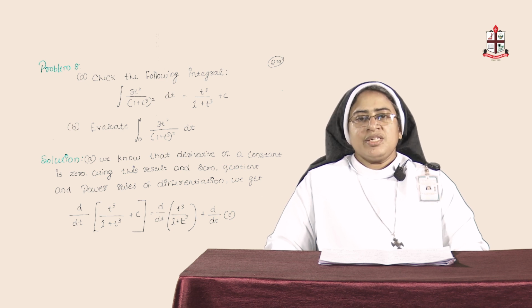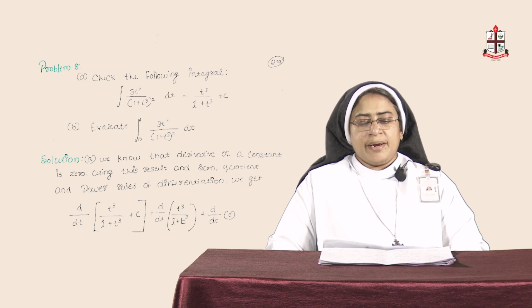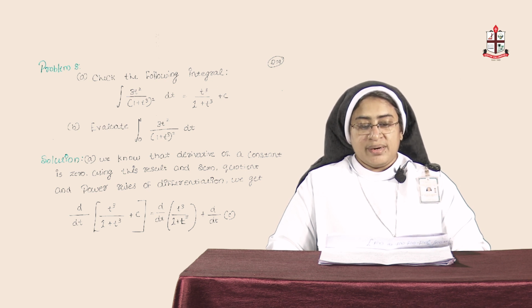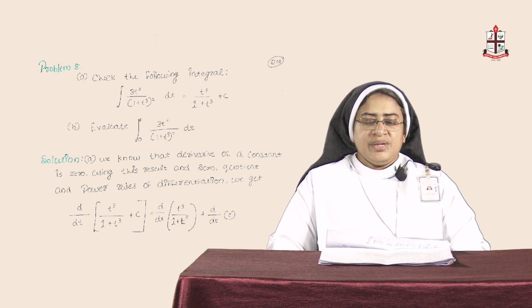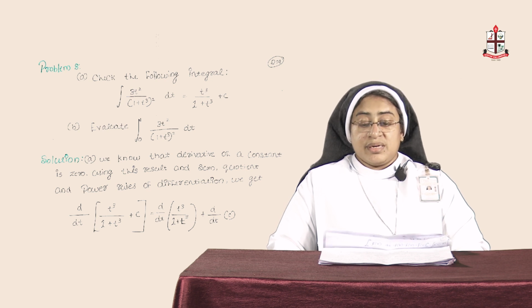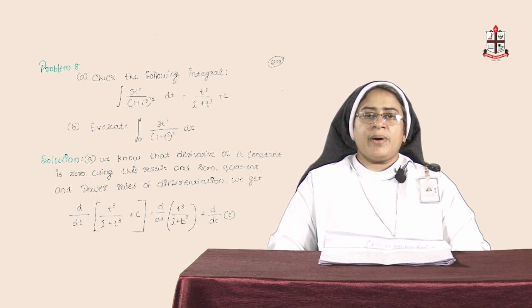Problem number 8. Check the following integral: integral of 3t square by (1 plus t cube) the square dt is equal to t cube by (1 plus t cube) plus c. Next one is: evaluate integral 0 to 1 of 3t square by (1 plus t cube) the square dt. So, for the first one, what will happen? That is, the derivative of a constant is 0, we know that. Use that result and you will use the sum, quotient and power rules.